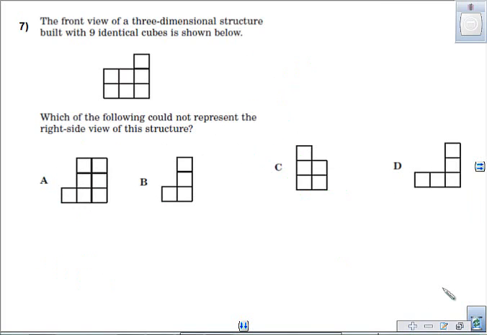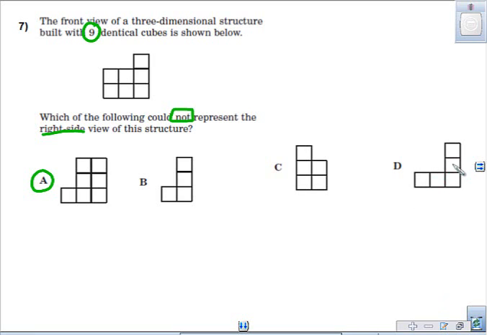They tell you that this one is made with 9 identical cubes. Okay, so 9 identical cubes, and that this is the front view. Okay, so we're looking at it head on at the front. Which of the following could not represent the right side view of the structure? Okay, so I'll go ahead and tell you, for those of you who have tried this, the answer is A. Okay, and I'll try to do my best to explain why that is, but again, sometimes it's just hard for people to see these. So I'm going to start back here on D.